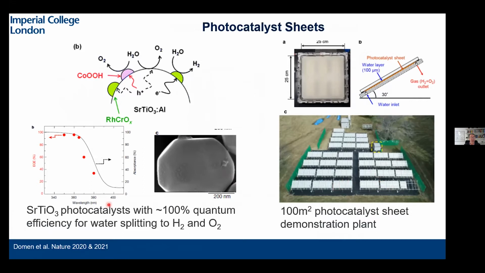And it's based upon a photocatalyst of strontium titanate, which can achieve quantum efficiencies, so the efficiency of turning, in this case, UV photons into hydrogen and oxygen, of almost 100%. But of course, the problem here is that that only works in the UV. This photocatalyst doesn't work in the visible. And in order to get something useful, we're going to need to develop catalysts which work under visible light.